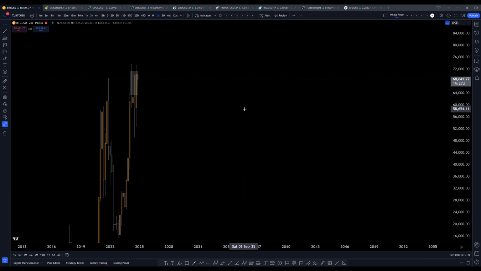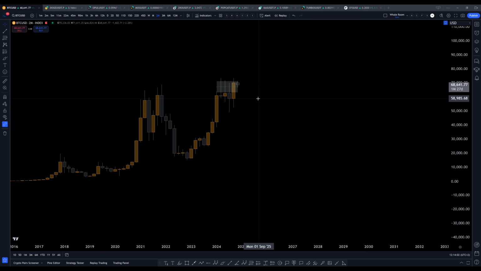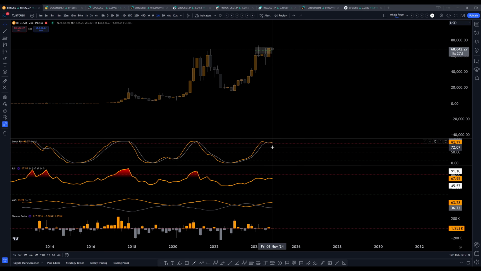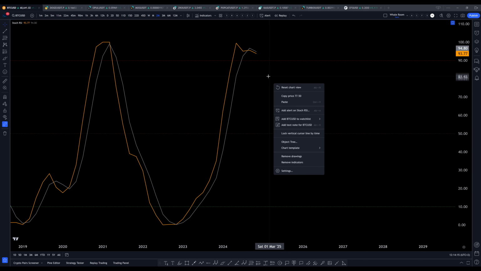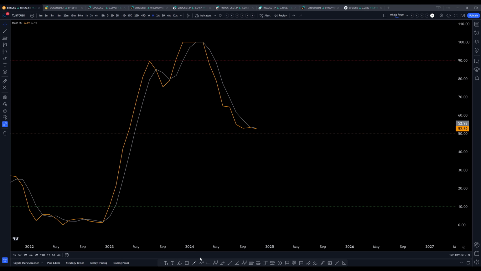Now let's go to a bigger time frame. 2 months. Let's have a look on the 2 months, right? I had a little bit of a warning sign. This is why. Let me double click on the stochastic RSI. We have a cross down. Okay, big cross down on the 2 months. Let's go back to 1 month. 1 month, we have a cross down.